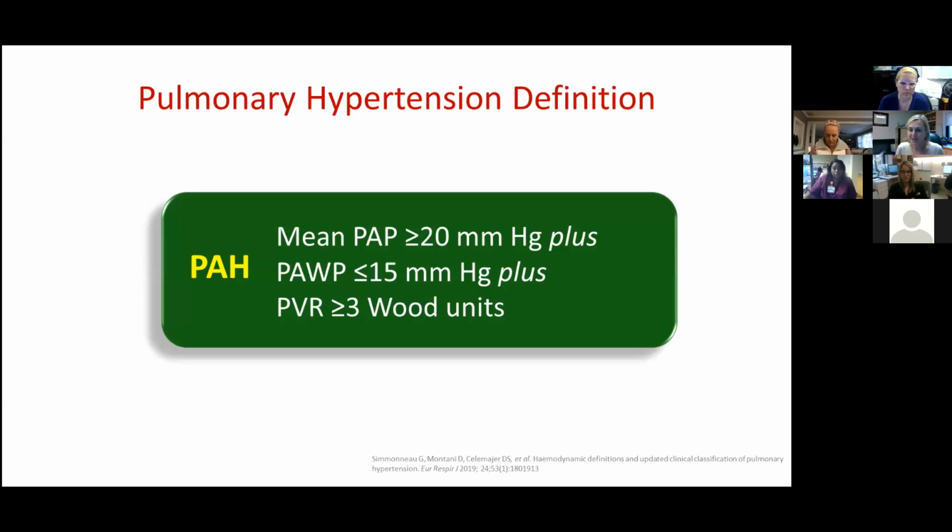Okay, so let's start with a definition. So pulmonary hypertension is a purely hemodynamic entity. So when someone says pulmonary hypertension, all they mean is that someone did a right heart catheterization and they got a mean pulmonary pressure above 20 millimeters of mercury, and that's a change from the last several years. The left-sided pressures were normal, so wedge was less than 15, and there was an elevation in pulmonary vascular resistance of more than 3 Wood units.